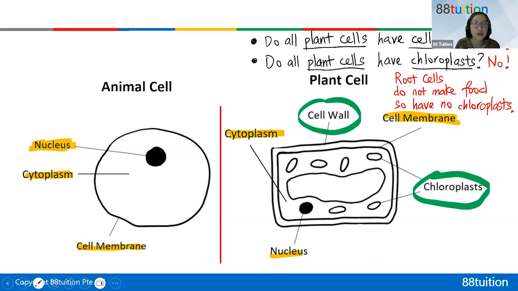Okay, so please remember, control movement of what? Of substances that enter the cell and leave the cell. That means they will control who goes into the cell and who leaves the cell, just like a security guard. All right, so the cell membrane is like a security guard.